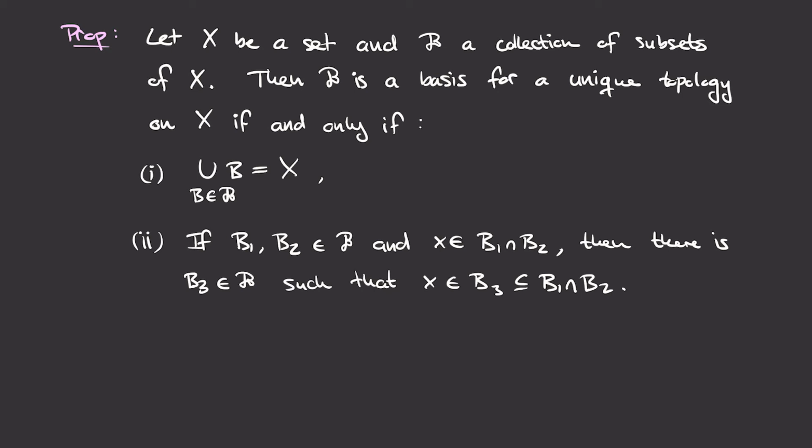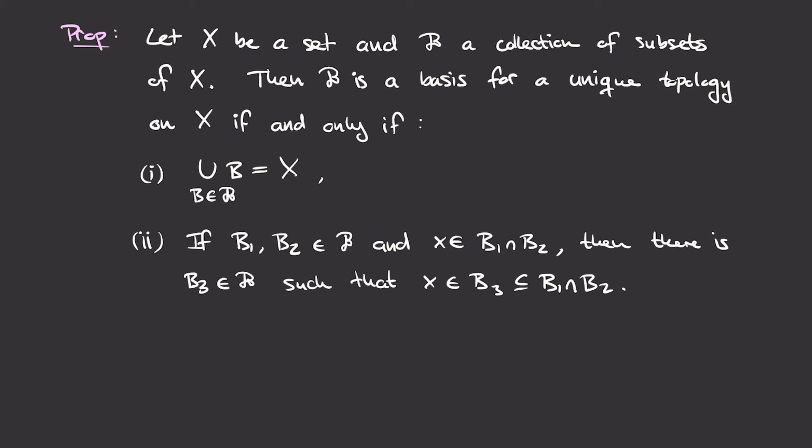So here's where this proposition comes in. And this is giving the criteria we need in order for such a collection that we choose on a set, in order for that to generate a topology on the set. The proposition states that if we have some set X and we have some collection B of subsets of X, then B is a basis for a unique topology on X if and only if the following two conditions hold.